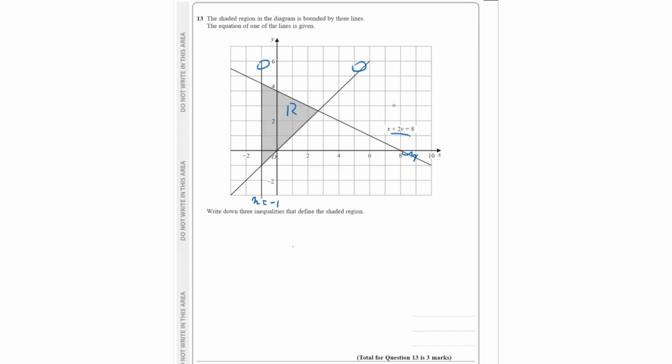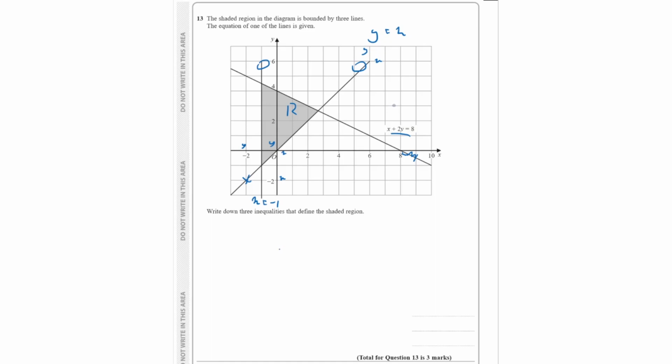Here, for the other line, we can see that when y is negative 2, x is negative 2. And same for here. When y is 0, x is also 0. And here, when y is 6, x is equal to 6. So we can just say that y is equal to x.